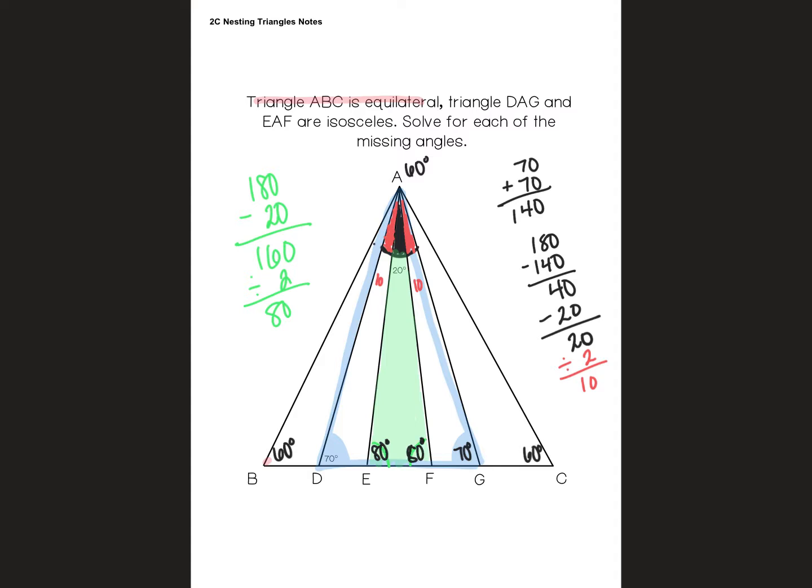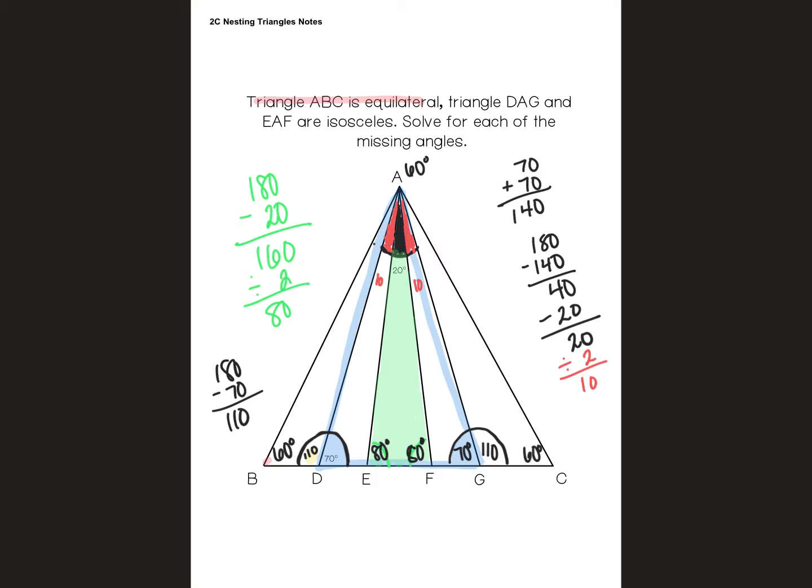I still have a few angles missing, so I'm going to go ahead and move over to this angle here. So you can see that these two angles are a linear pair. They make a straight line together, so they have to add up to be 180. So 180 minus 70 is 110. So this angle here is 110. And the exact same thing happens right over here with G. So this would be 110 as well.